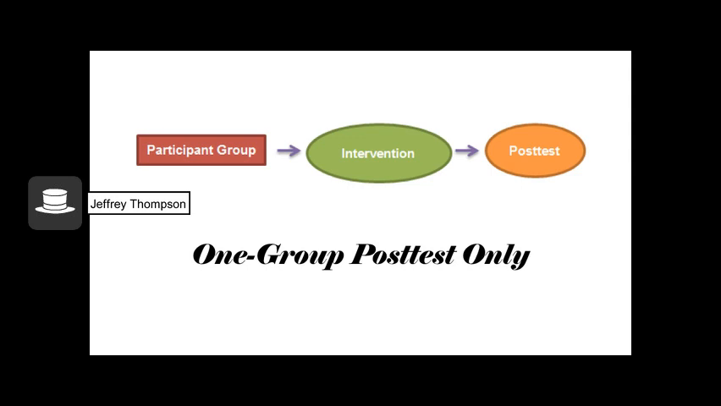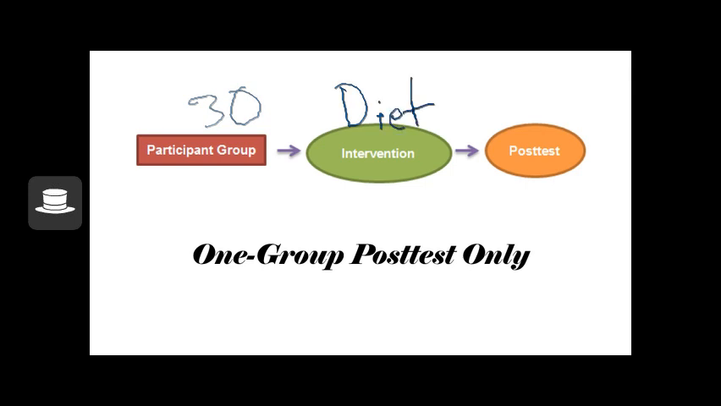So one form of pre-experiment is the one group post-test only. So I find 30 people and I give them a diet, right? And then on average, everybody in that group lost 15 pounds over the next 2 months. Woo! Pretty impressive. Does that mean that the diet works?